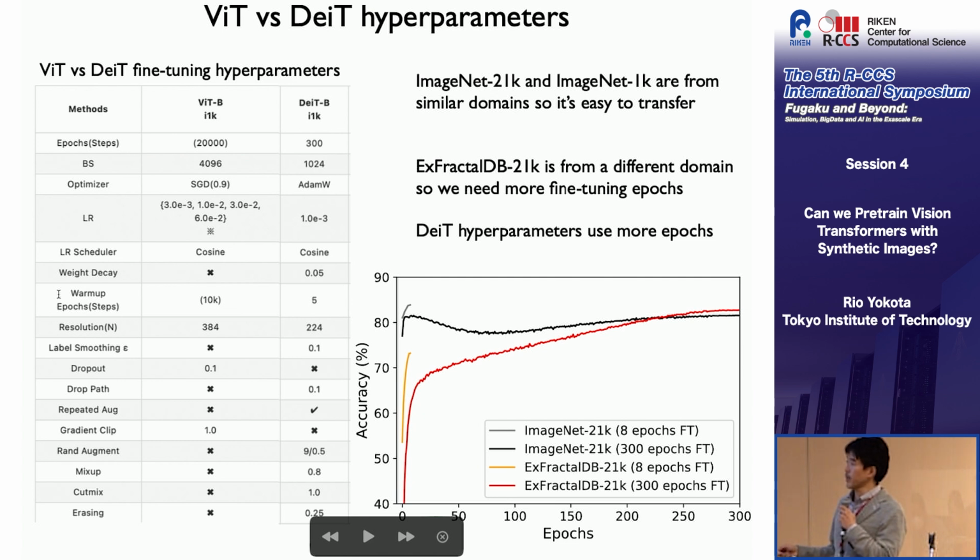And if you apply synthetic data sets for your pre-training, you need this configuration that trains for a longer number of epochs, simply because ImageNet 21K is very similar to ImageNet 1K. So if you're fine-tuning on ImageNet 1K, then pre-training on ImageNet 21K transfers very well in a few epochs, because the domain is very similar. However, these synthetic images come from a very different distribution of data, and so we do need to train for a longer number of epochs.